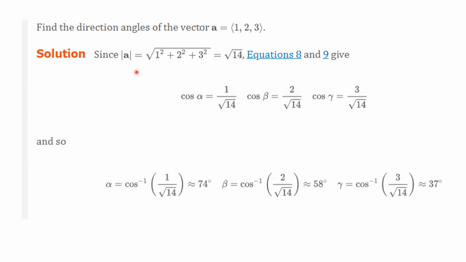Okay, the magnitude of A is the square root of 14, and the components were 1, 2, and 3, so it's a pretty easy calculation. And if you wanted to know what the angles were, you would take the arc cosine of each of these, and you would end up with these approximate angles.